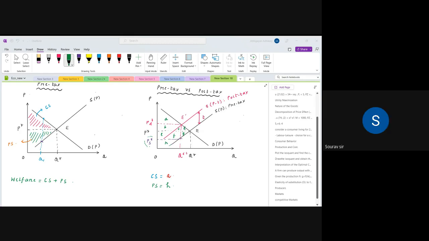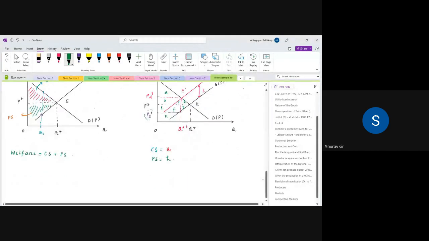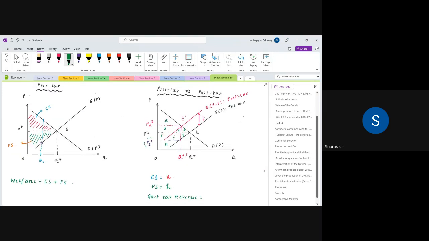Yeah, sure. Okay? But when it comes to the pre-tax and post-tax setup, a third economic agent gets added, which is the government. So what will the government tax revenue be? For every unit it is charging T and the market is producing and transacting Q double star units, right? So this entire area is basically your government tax revenue, correct? So that will become B plus C plus E plus F.